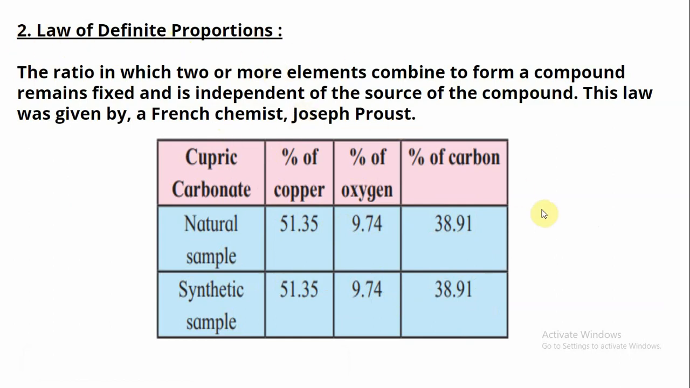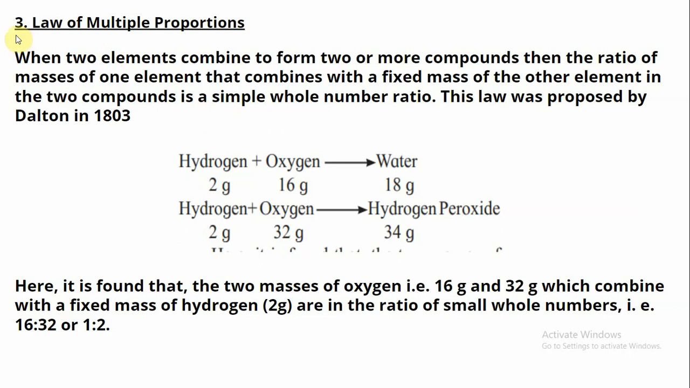The third law is the law of multiple proportions. When two elements combine to form two or more compounds, then the ratio of masses of one element that combines with a fixed mass of the other element in the two compounds is a simple whole number ratio. This law was proposed by Dalton. Dalton is a famous scientist who discovered this law of multiple proportions. Here we have an example.